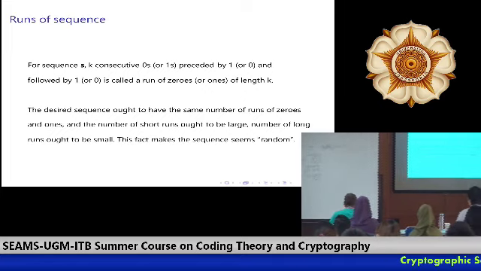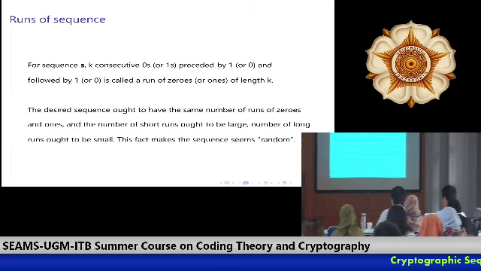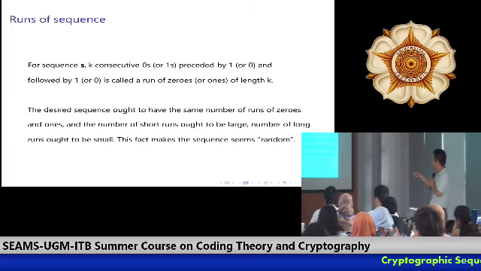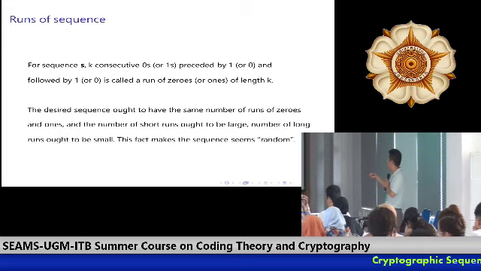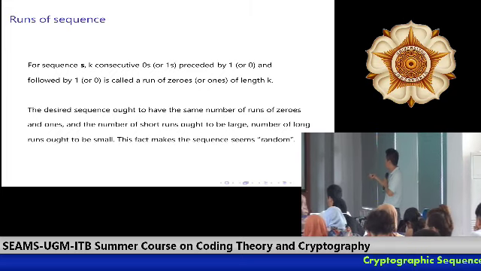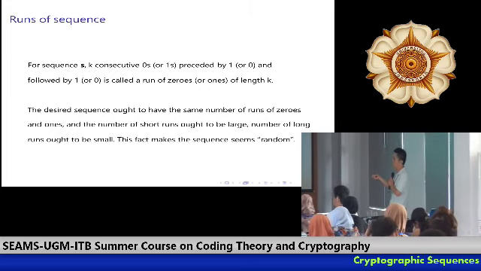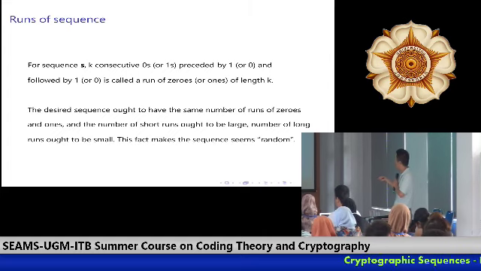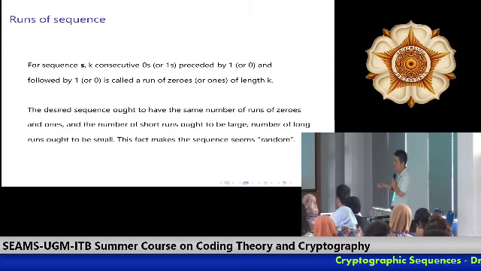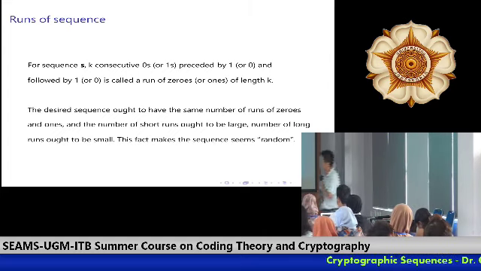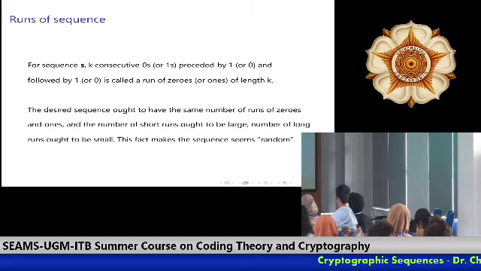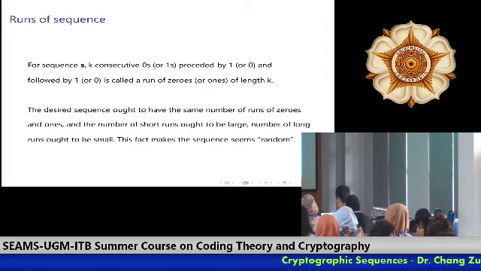So formally, k consecutive zeros preceded by a 1 and followed by a 1 is called a run of zeros of length k. So this is a run of zeros of length 2. This is a run of ones of length 3. So these are runs.